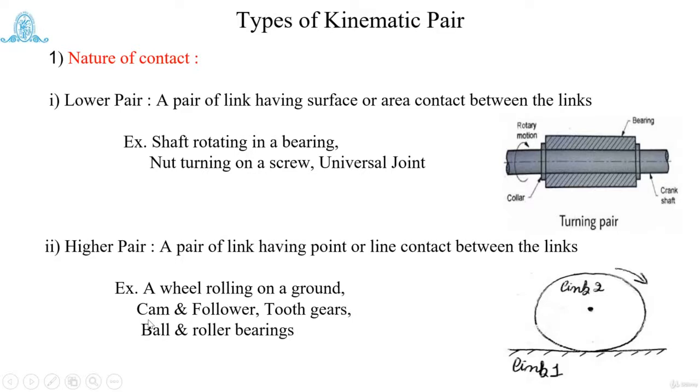Once again, cam and follower, if you take a cam and follower example, that is also under the category of higher pair. A toothed gear, the gears which are meshed together, a spur gear having a point contact along the line, so once again it becomes a line contact. Ball and roller bearing: a ball rotating inside the bearing has a point contact with the inner race and outer race. So once again there is a point or line contact between the ball, consider it one link, and the inner race, consider it another link.